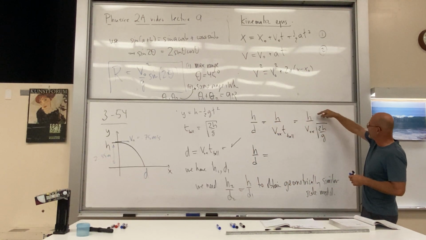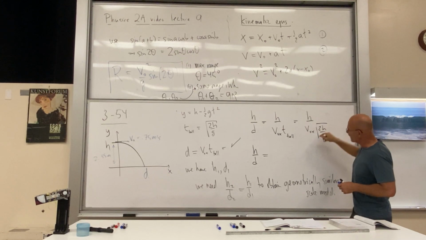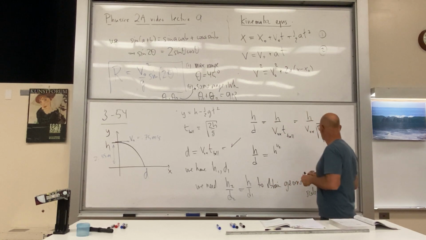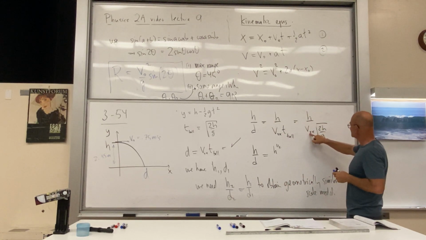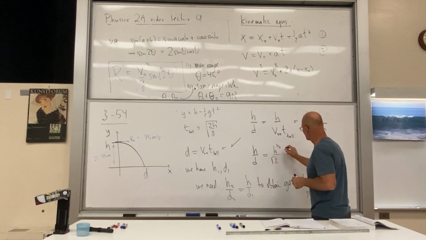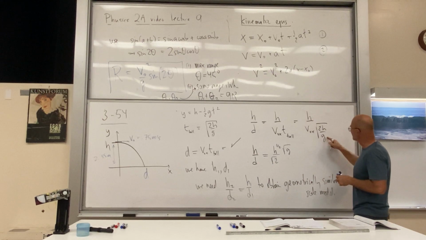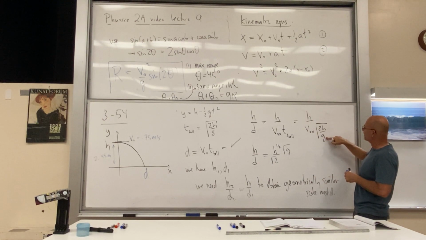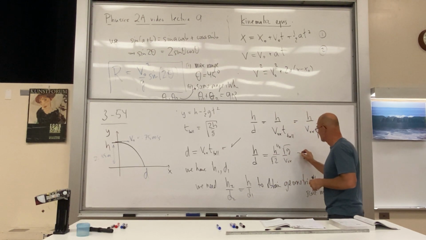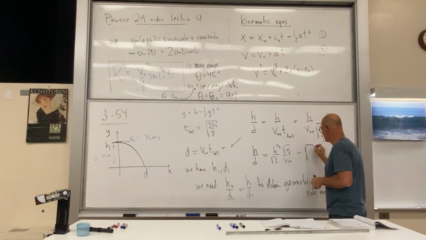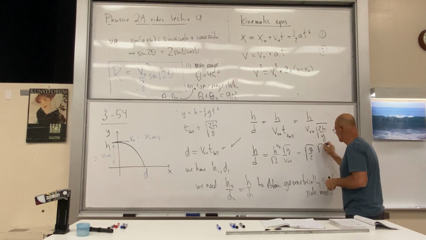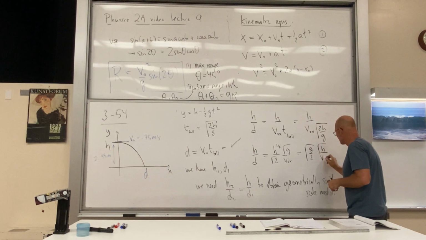So what do we have here? H over the square root of H, we're going to have H to the 1/2. Square root of 2, we're going to have square root of G. G doesn't matter, but that's going to stay the same, and v0x. Okay. So I'm going to take the square root of G over 2 out here, and then I'm looking at square root of H over v0x.